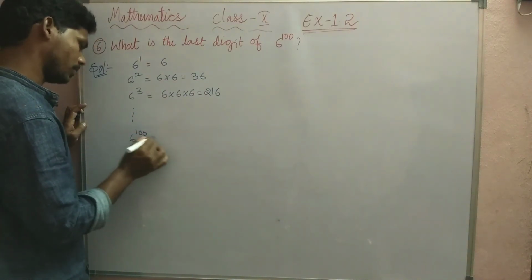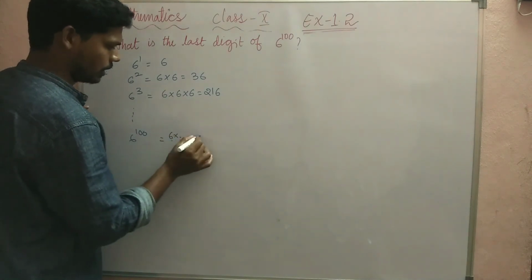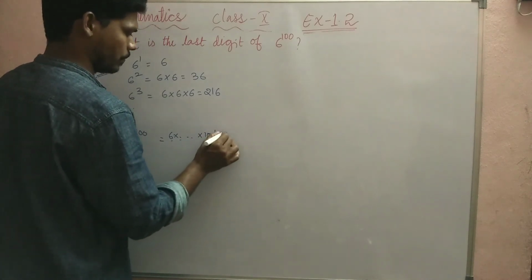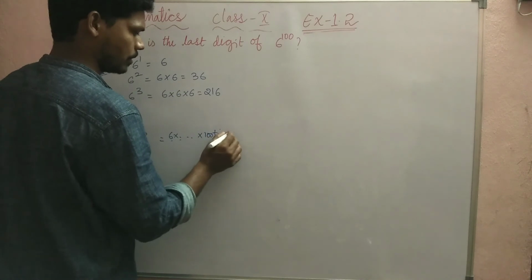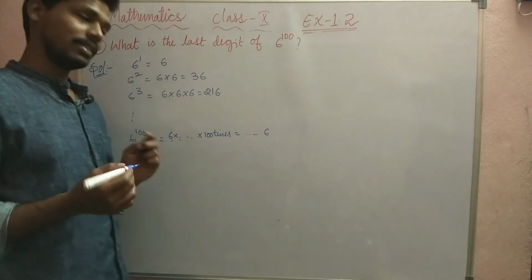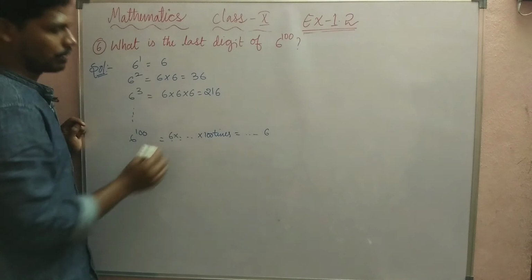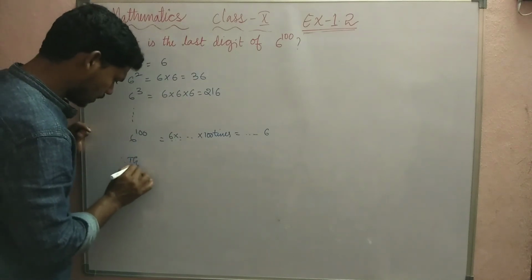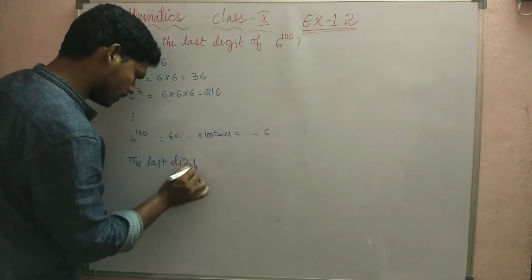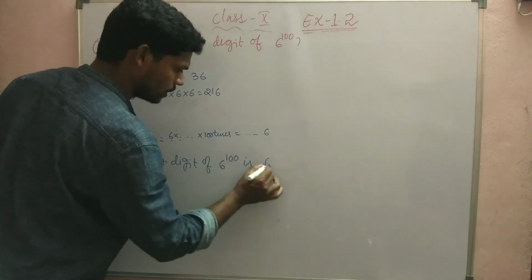6 to the power of 100 also: 6 is multiplied by itself how many times? 100 times. So all such numbers end with the digit 6 only. So what is the last digit of 6 to the power of 100? The last digit of 6 to the power of 100 is 6.